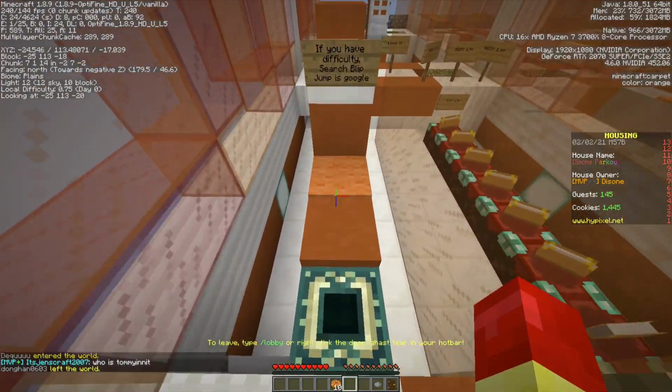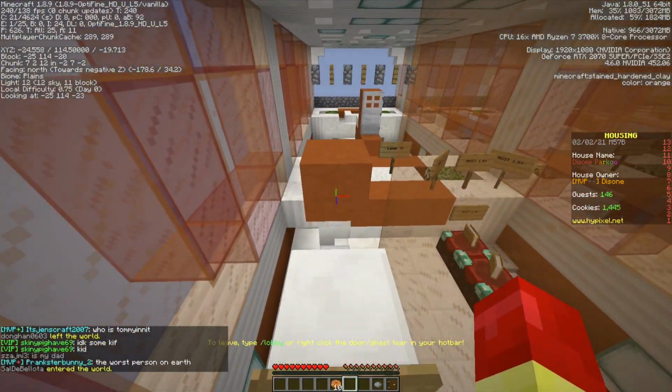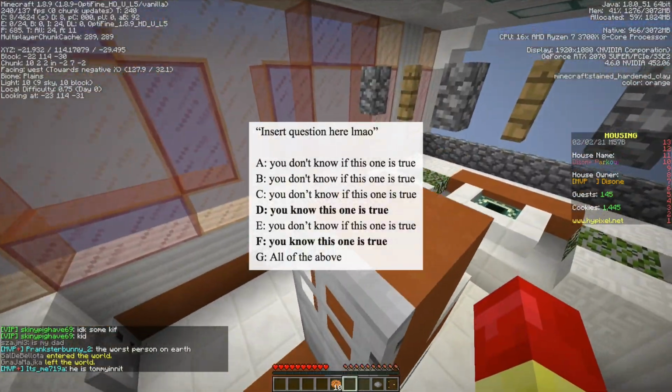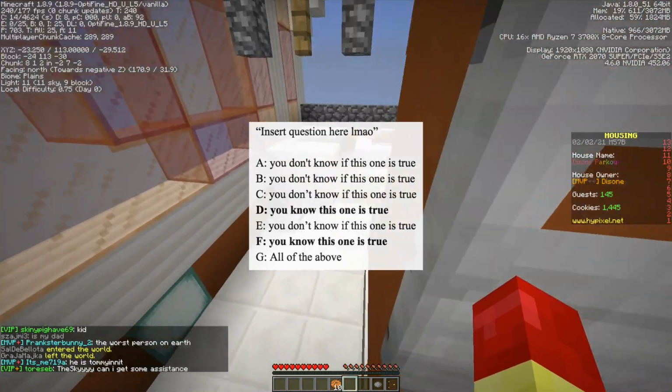And this would be the case for any all of the above question, no matter which 2 options you know are true, and no matter how many options there are. Here, you don't even know much about 4 of the possible options, but because you know that both D and F are true for certain, you can confidently select all of the above.